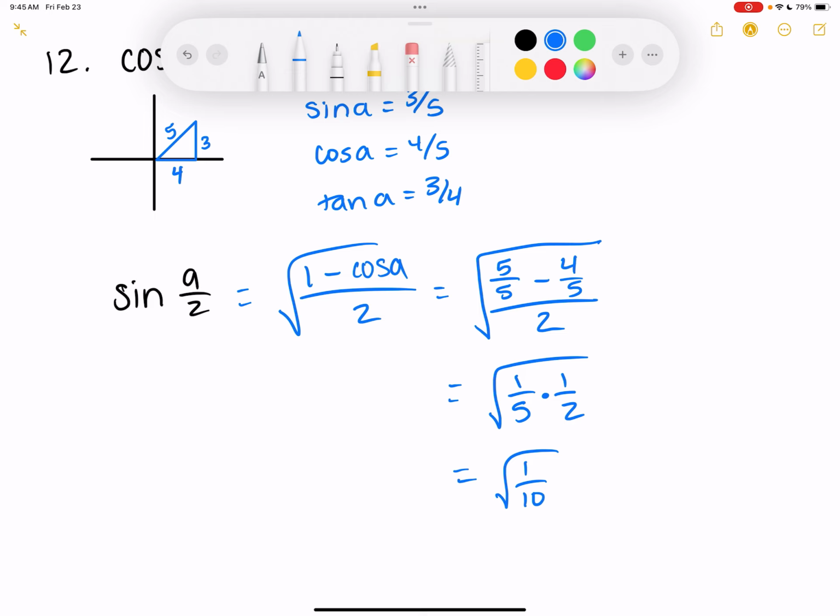I can split this radical up into square root of 1 over the square root of 10. So the top is going to be 1, bottom is square root of 10, meaning then when I rationalize it, I get square root of 10 over 10. And if you didn't need to write out all those steps, you don't have to. I just did it so we would see it on this one. So that is the sine of a over 2. You're going to notice the math for these ones is a little easier because you're not dealing with so many square roots within the problem, at least most of the time.